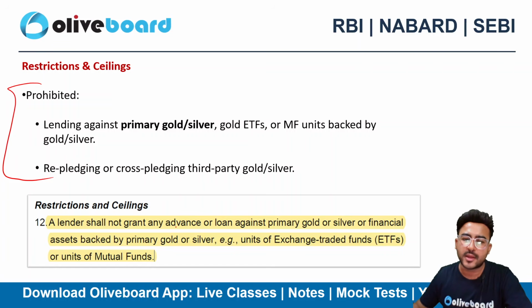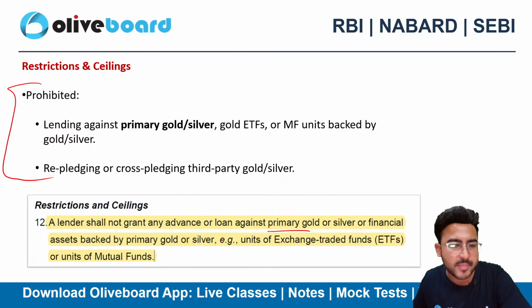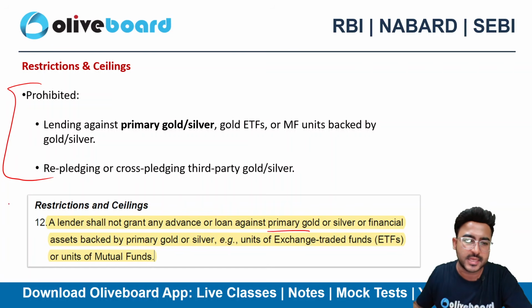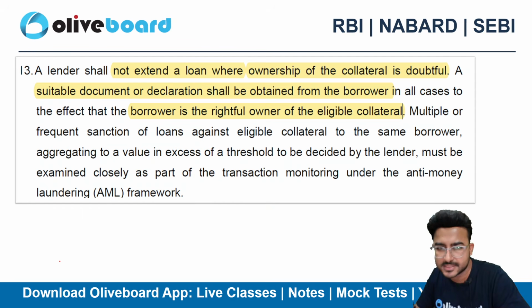A lender shall not grant any advance or loan against primary gold or silver or a financial asset backed by primary gold or silver. It's clearly written in the circular, so you need to remember this, right?